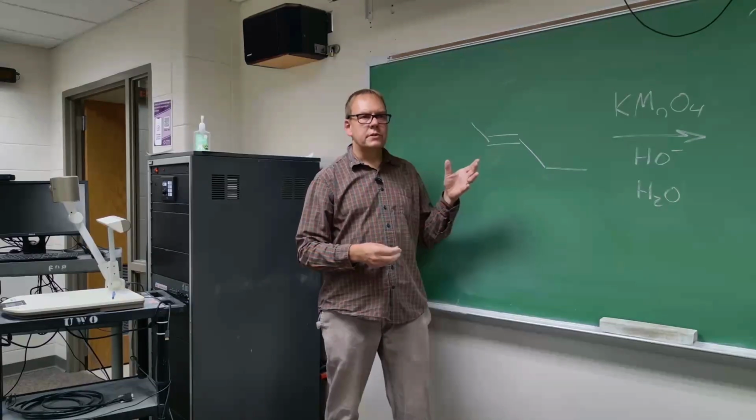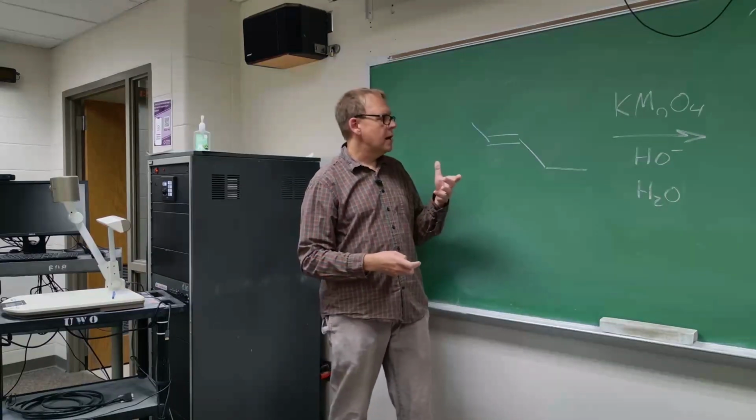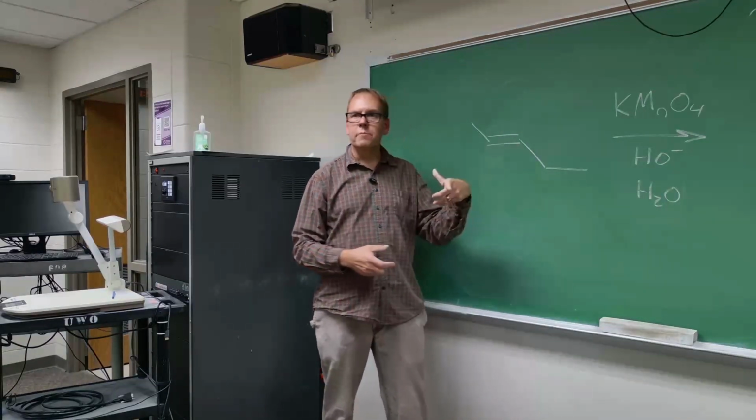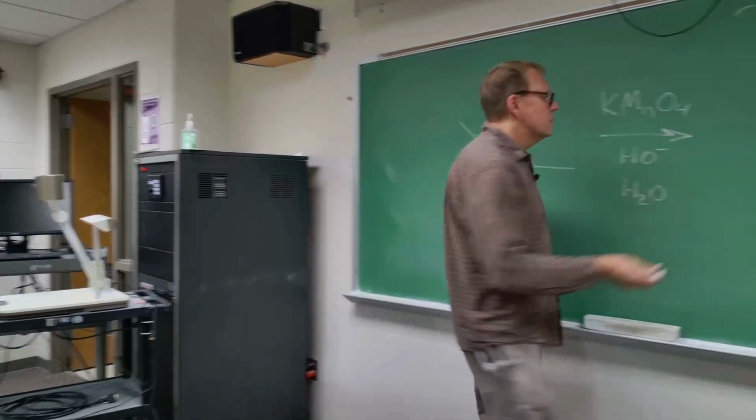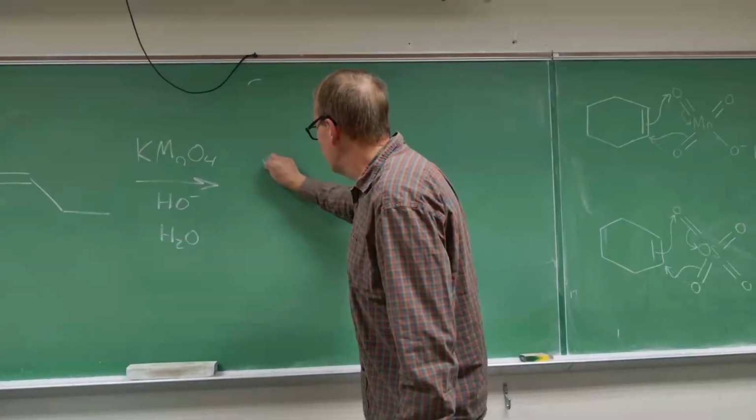The 2 OHs have to come in from the same face. So you can draw them coming in from the top face or from the bottom face, and both are going to be equally likely. They're both going to happen. So when we draw the product, we're going to need to get both of those products.